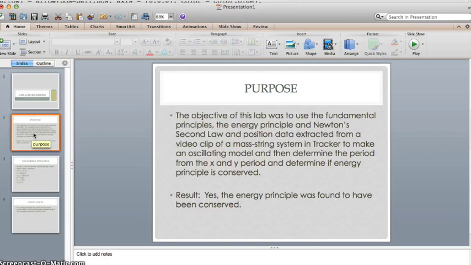During this lab, the purpose was to use the fundamental principles, in this case the energy principle and Newton's second law, and position data extracted from a video clip of a mass-spring system in Tracker to make an oscillating model, then determine the period from the x and y period and determine if the energy principle had been conserved. My result was that yes, the energy principle was conserved in the model that I created using Python.